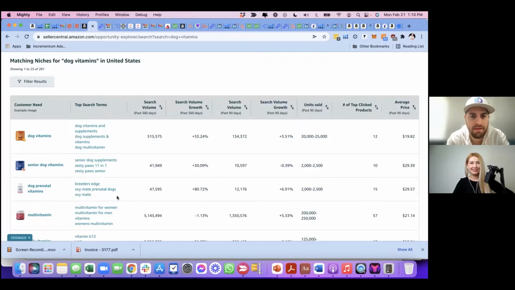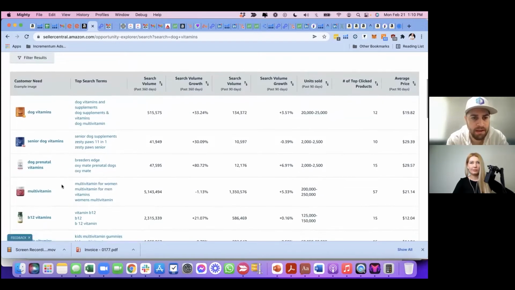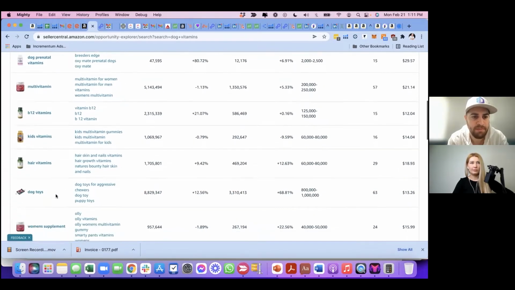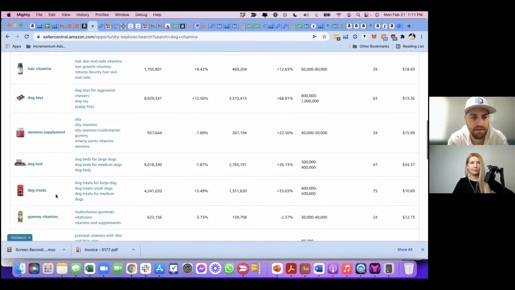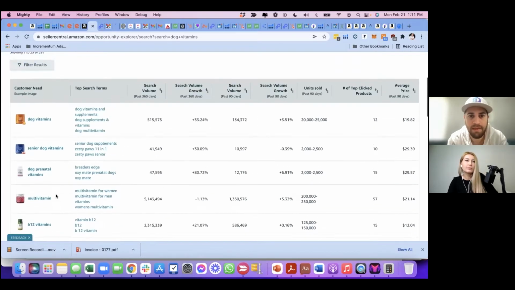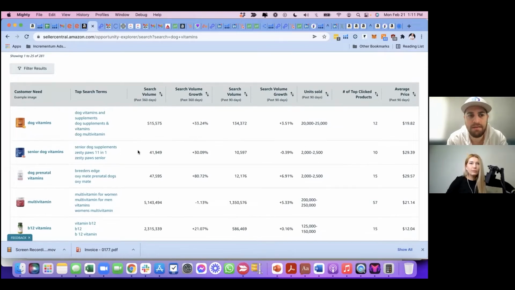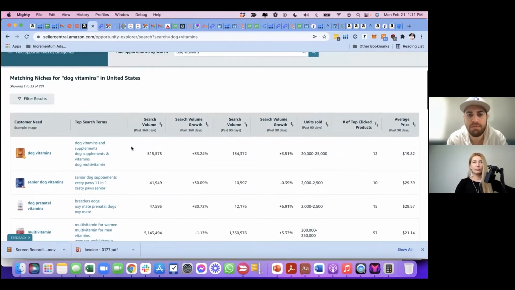Amazon has shown me that there are 47,000 searches in the last 360 days. So it's a pretty, I would say, small market. Multivitamin, and then actually this is where you need to make sure you understand what you're looking at. This is actually multivitamin for people that Amazon is showing here, and then other vitamin related and dog related niches. The amazing thing about this particular product opportunity explorer is that Amazon is showing me the search volume for the past 360 days and also for the past 90 days.